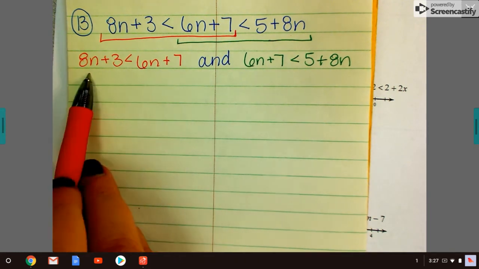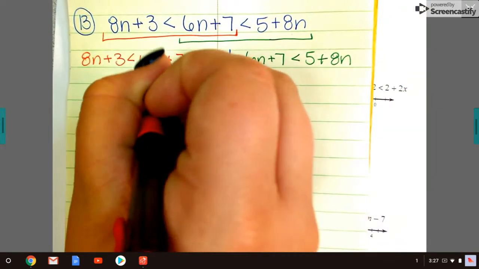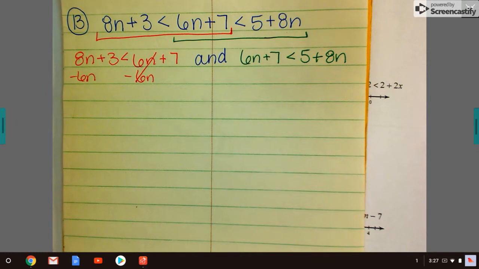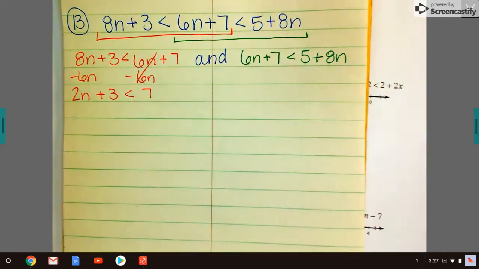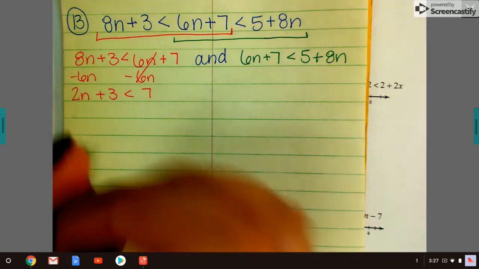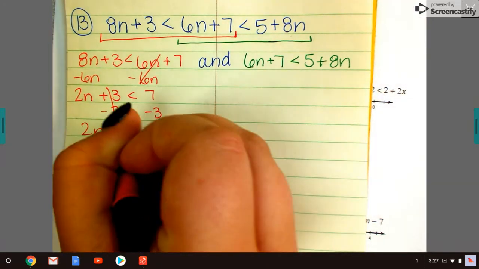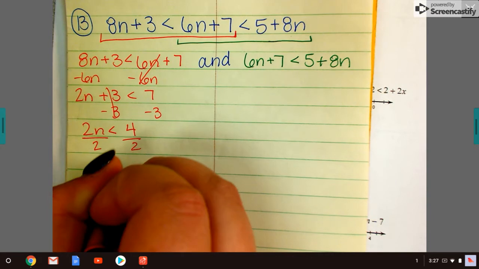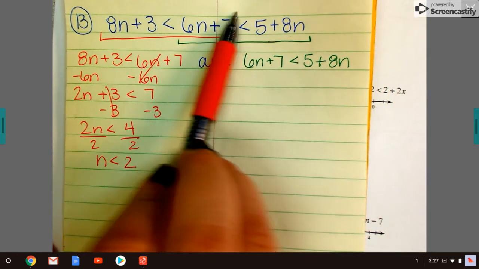On this one on the left, we're going to solve it like we normally would. We want to get all the variables to the same side. So let's do that by subtracting 6n from both sides. On the left, I'm left with 2n plus 3, and a normal two-step equation from here. So subtract 3 from both sides, and divide by 2. So that's all going on with our left portion.